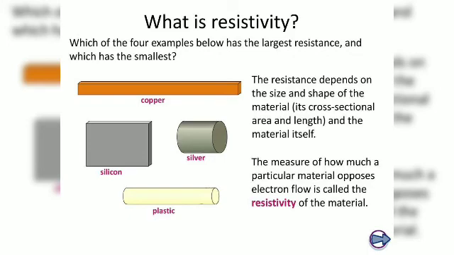So you can see copper, silicon, silver, plastic, four things are given. The resistance depends on the size and shape of the material, its cross sectional area and length. So the measure of how much a particular material opposes the electron flow is called the resistivity of the material. So it is the nature of that material, how many free electrons are there. So it depends on those factors. Always remember it. R is equal to rho, which is the small p. So that small p is the resistivity. Okay, that is the resistivity.